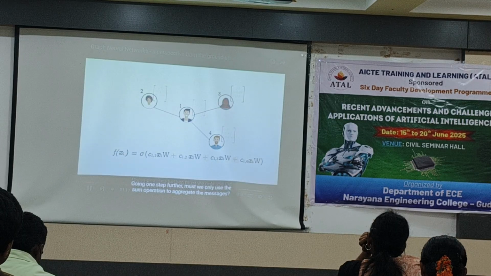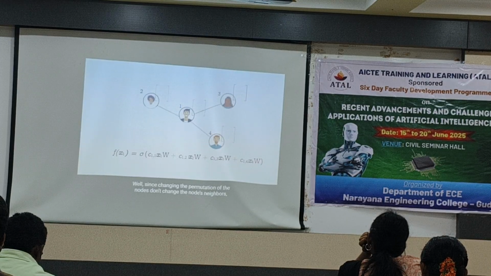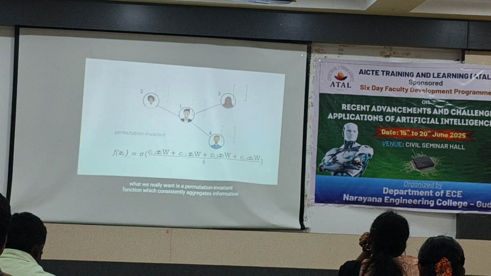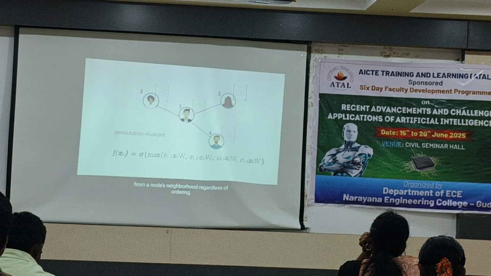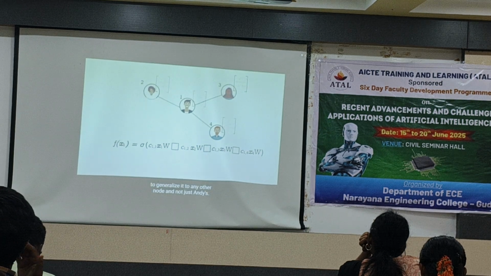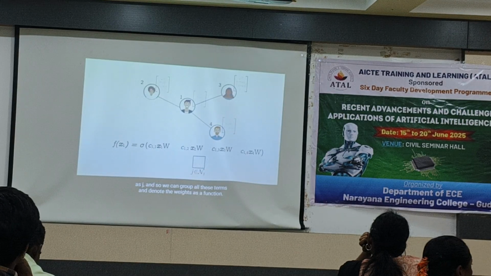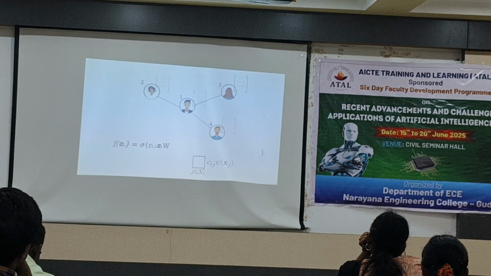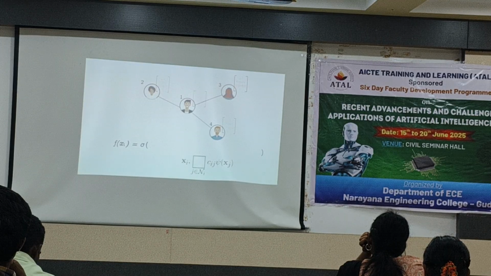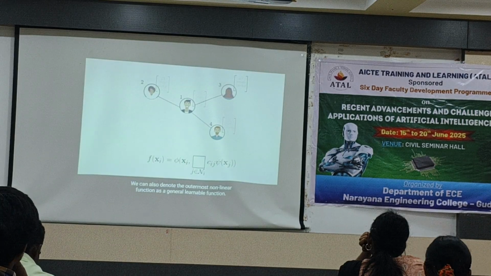Going one step further, must we only use the sum operation to aggregate the messages? Well, since changing the permutation of the nodes doesn't change the nodes' neighbors, what we really want is a permutation invariant function, which consistently aggregates information from the node's neighborhood regardless of ordering. Let's now express this slightly differently to generalize it to any other node and not just Andy's. Firstly, all the neighbors can be denoted as J, and so we can group all these terms and denote the weights as a function. Since we are updating the receiver node, we might want to treat its node's features differently from the rest. We can also denote the outermost nonlinear function as a general learnable function.